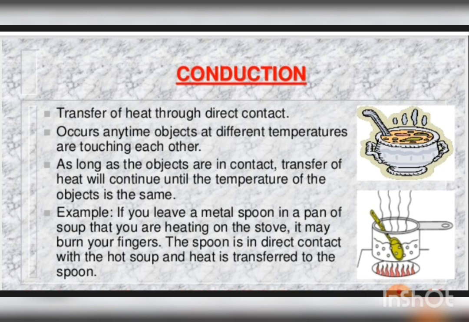Here direct contact is required. It occurs any time objects at different temperatures are touching each other. The temperature should be different: one should be high and one should be low. Then only the heat will transfer. As long as the objects are in contact, transfer of heat will continue until the temperature of the objects is the same. Once the temperature of both objects is the same, the transfer of heat will stop.